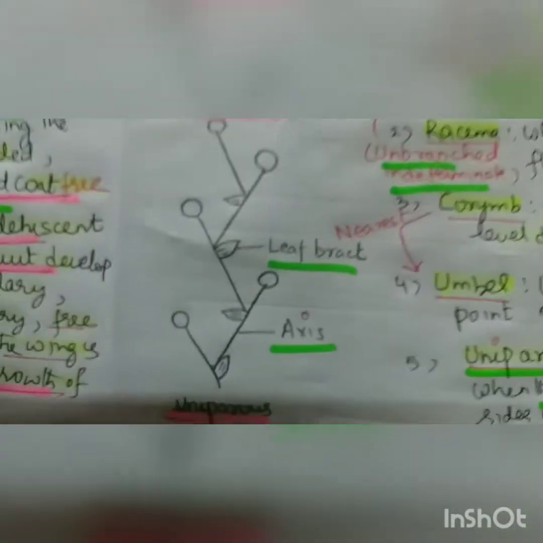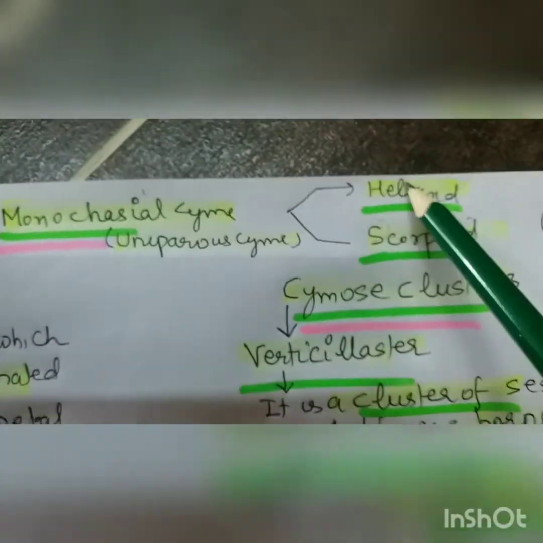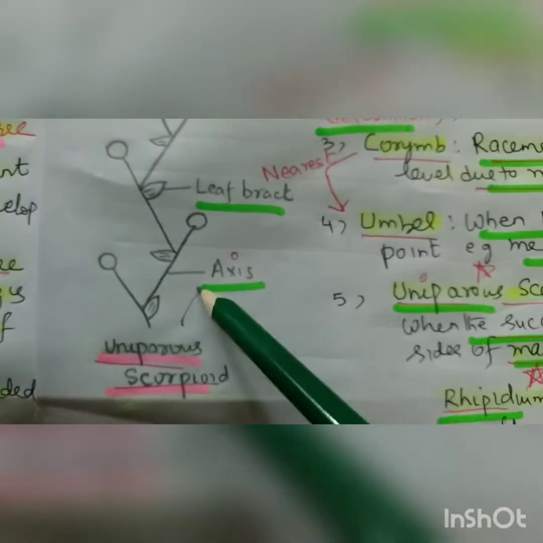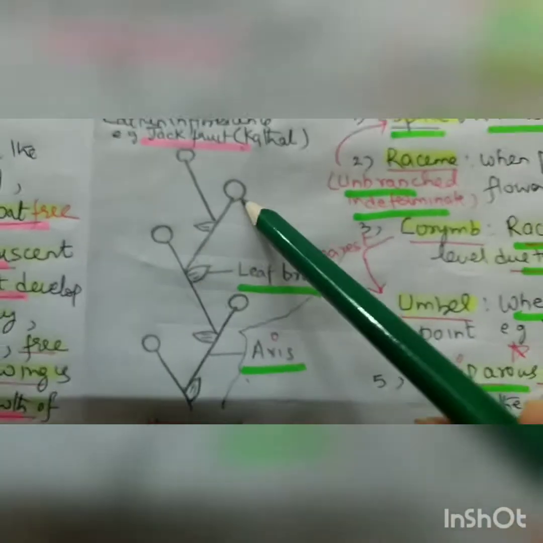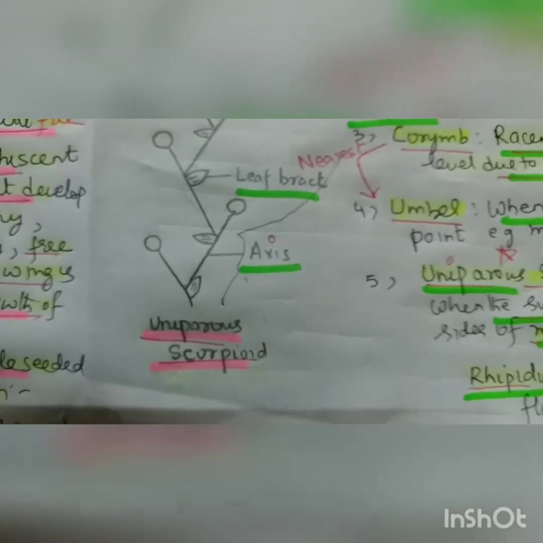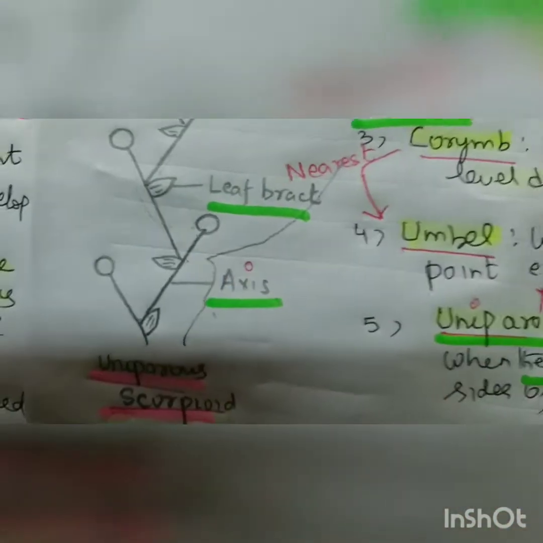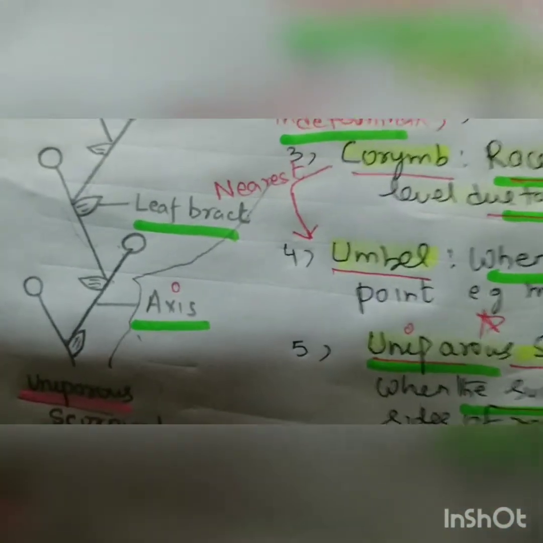So these are the monochasial cymes. I just wanted to tell you that monochasial cyme, which is also called uniparous cyme, is of 2 types, helicoid and scorpioid. A helicoid means it will go this way, and scorpioid it will go at right angles, and this is uniparous scorpioid. And in Allium we have the scapigerous, which is the modified form of monochasial cyme. We can take this as an example, but these internodes are shorter, so they are surrounded by bracts.